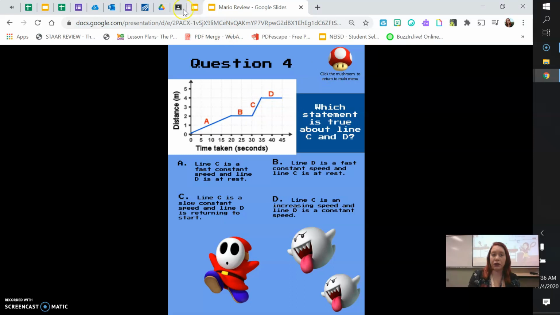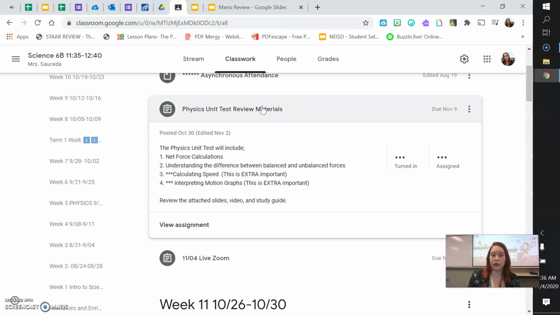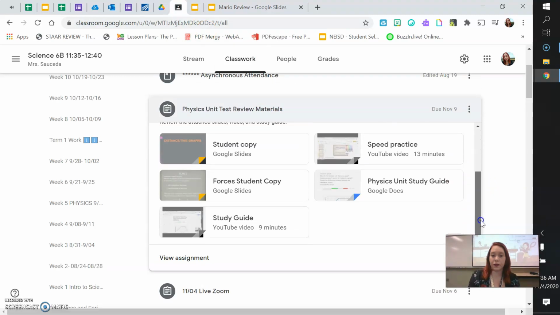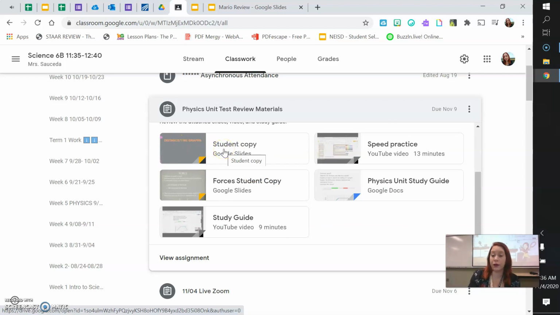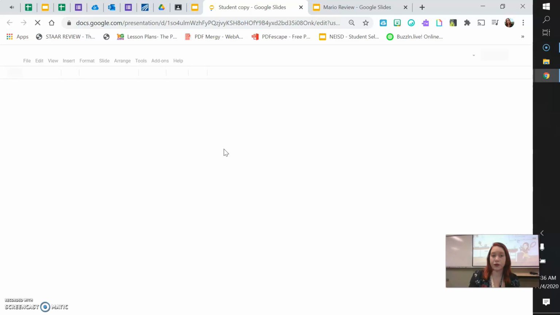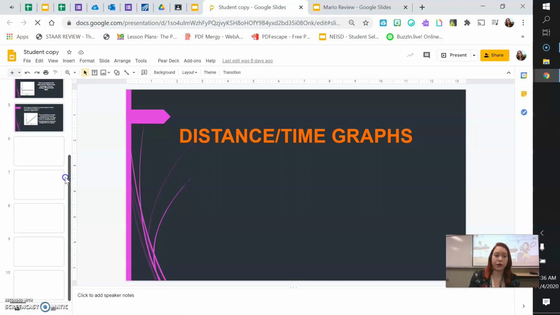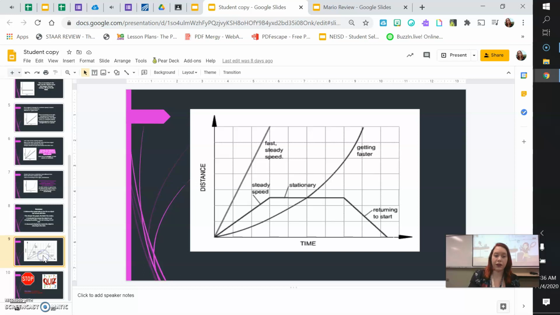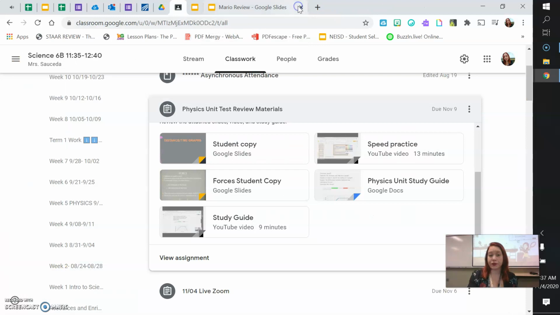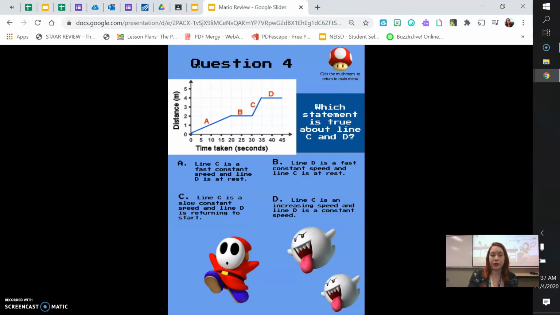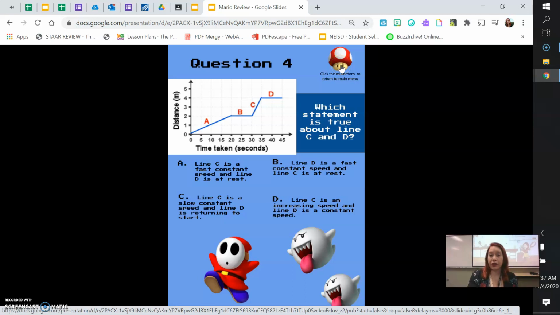So to do these, I recommend you go back over here to the physics review material and take a look at the distance time graph Google slide, and that will help you if you can't remember what the lines mean, okay? Because if you go all the way towards the bottom, you'll see there's a graph right here that tells you what all these lines mean. So make sure you're using this graph to help you on your review. After you answer that question, if you got it wrong, try again.